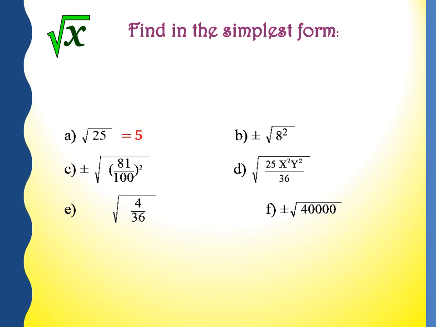Positive or negative root of 8 squared, root cancels square, then the answer is positive or negative 8. Positive or negative root of 81 out of 100 squared, the root cancels the square, then the answer is positive or negative, or plus or minus, 81 out of 100.